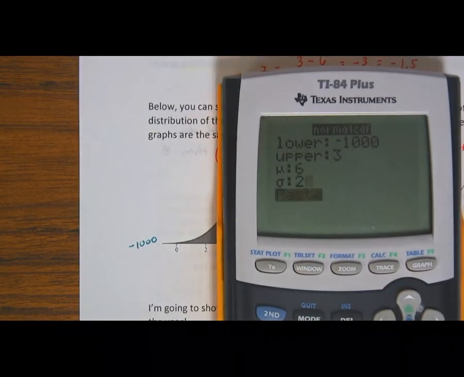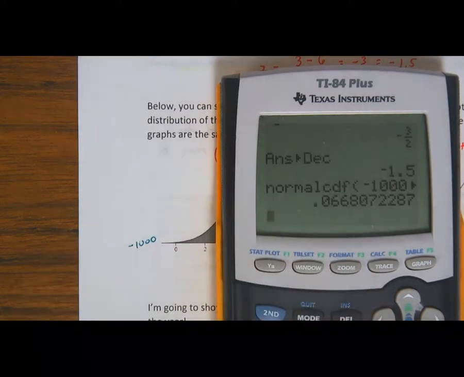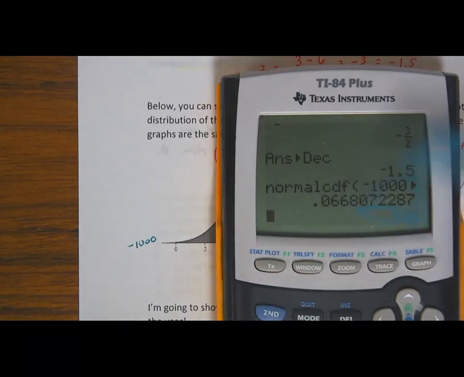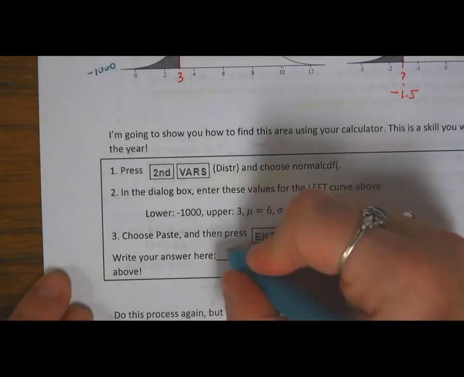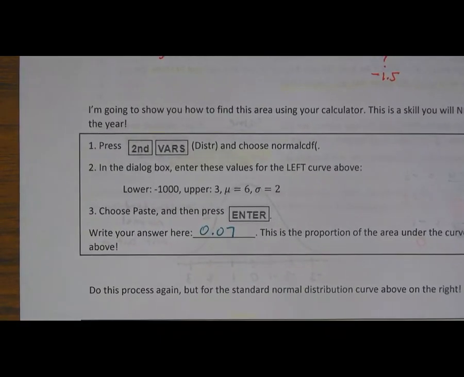Now if you hit enter, enter, enter, your calculator gives you the answer. This is the proportion of that shaded region to the left of the number 3, 0.07. If we round to the hundredths, it's 0.07.